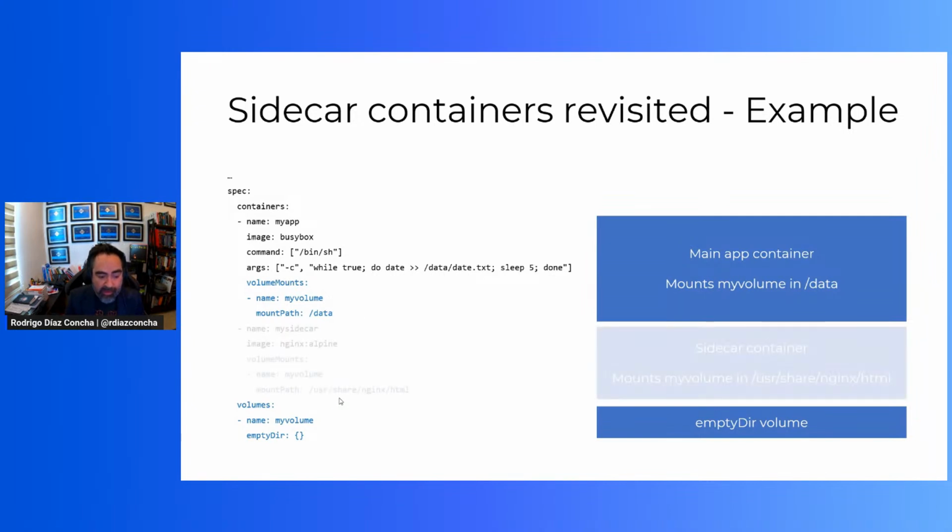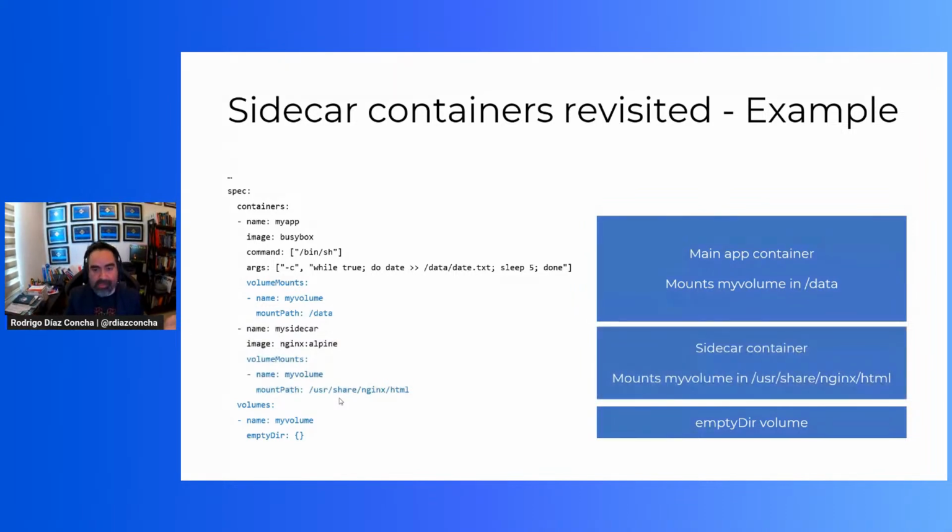And we're going to create a second container in the same pod, because this is the Sidecar example, right? And in this case, this particular Sidecar is based on the Nginx Alpine container image name, and it's mounting the volume inside the user share Nginx HTML, which happens to be the folder that Nginx uses for its content source, right?